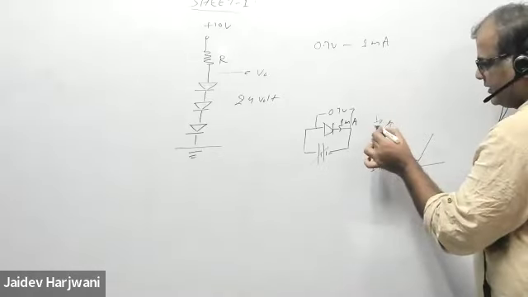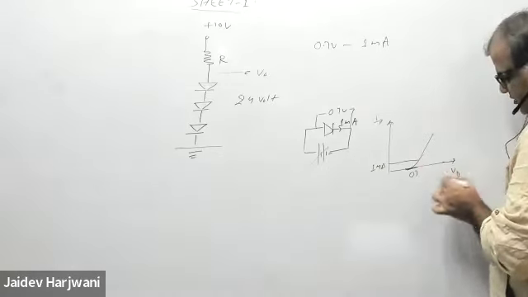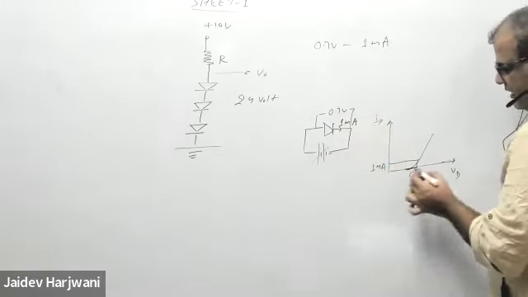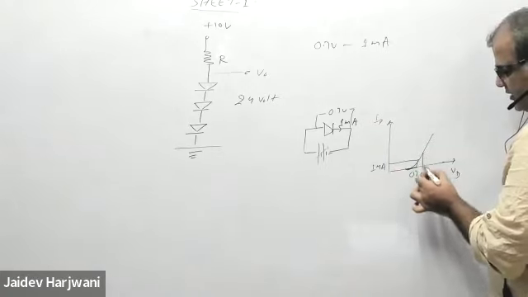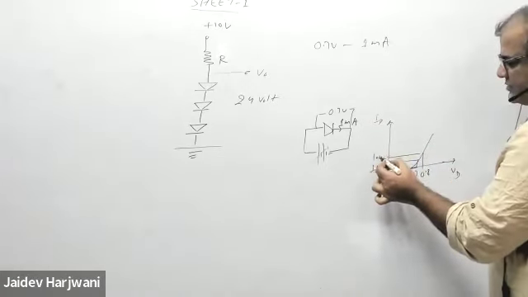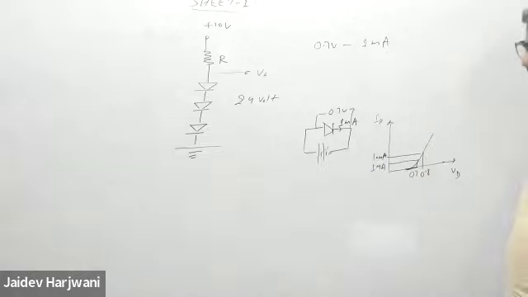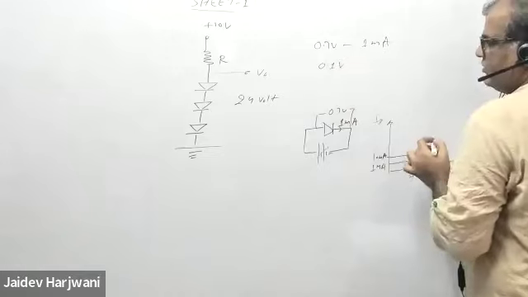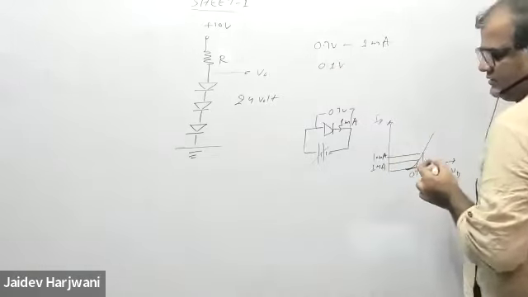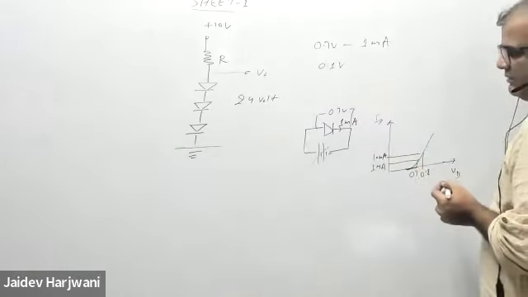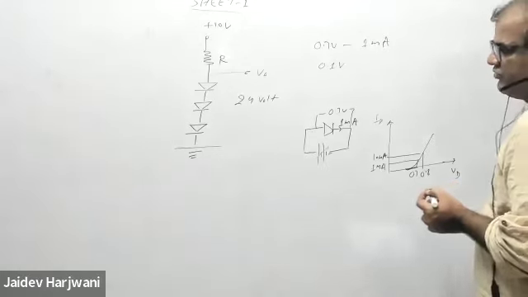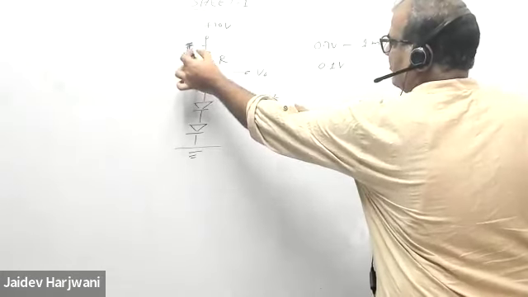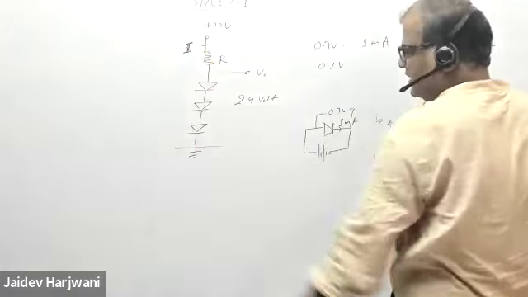This is ID, and this is the voltage across the diode. If at 0.7 volt the current is 1 milliampere, now if you make it 0.8, the current becomes 10 milliamps. It is given that for each 0.1 volt increase in voltage, the current will multiply by 10. So first of all we have to find what is the current flowing in this circuit.